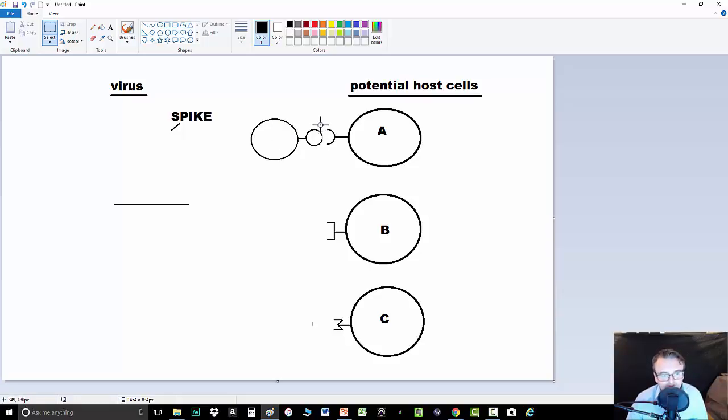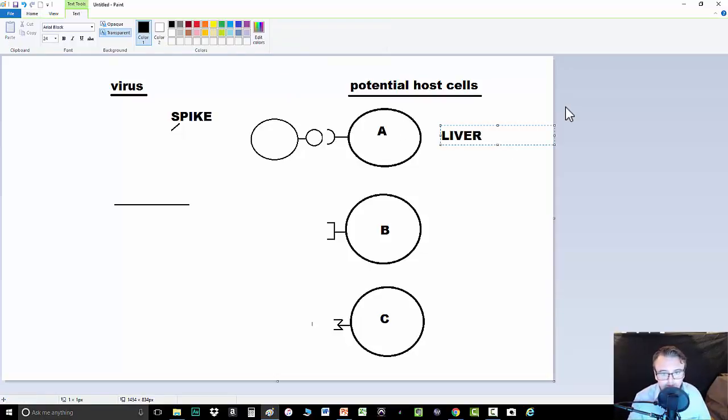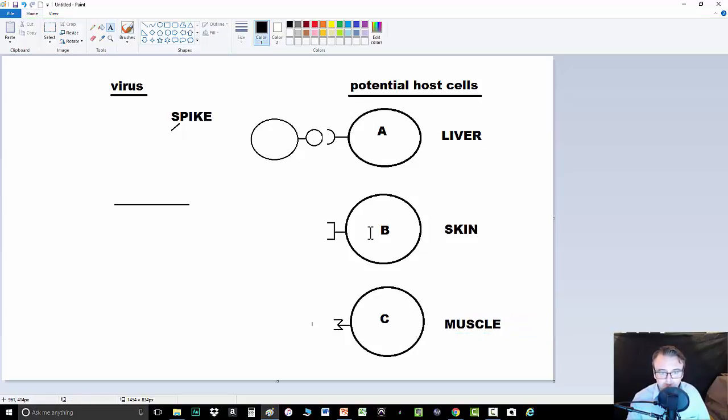Okay, so ultimately, the shape of a spike in this particular type of virus would dictate that it would infect host cell A and not B or C. Okay, now as we'll talk about a little bit further here, the host cells can be different species, or they can be different cells within a single species. So for example, this could be a liver cell. There are viruses that only infect the liver, such as the hepatitis viruses. This could be, say, a skin cell, and this could be, let's just say, a muscle cell. That's another random example. So these can be the same organism and actually different cell types.